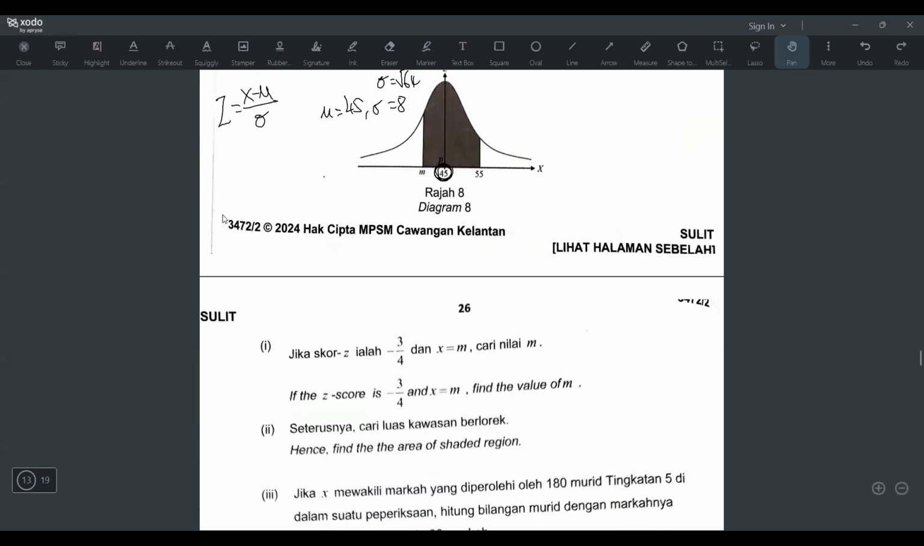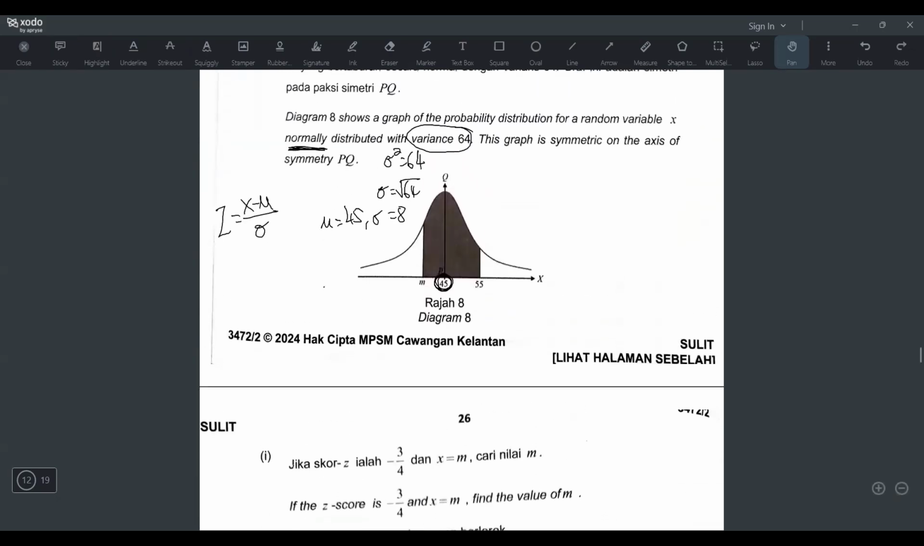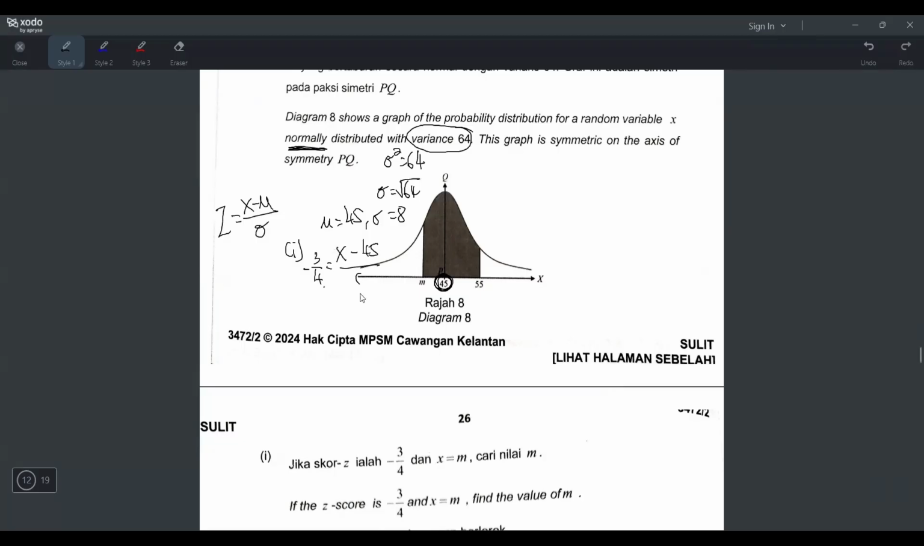Okay, now let's see what else it says here. Number one, if the z score is negative 3/4 and x equals m, find the value of m. Well, use this formula. So the z score is negative 3/4, so negative 3/4 equals x minus mean divided by standard deviation. But they say the x is m, so you can just write m.